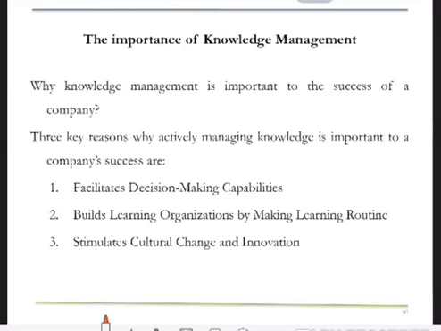Then the importance. What is the importance of knowledge management? There are three roles of the knowledge management system. First, we can use it for facilitating decision-making capabilities. We can increase the decision-making capabilities of managers through the knowledge management system.